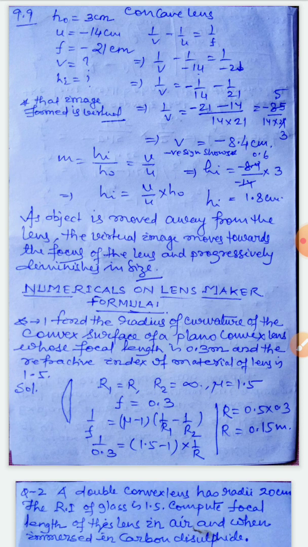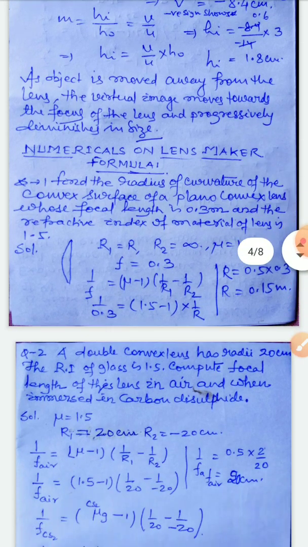Now using the lens formula, you find the value of v, and magnification hi by ho is equal to v by u. So you will get the height of the image as 1.8 centimeter. As the object is moved away from the lens, the virtual image moves towards the focus of the lens and progressively diminishes in size. Now some questions on your lens maker formula.